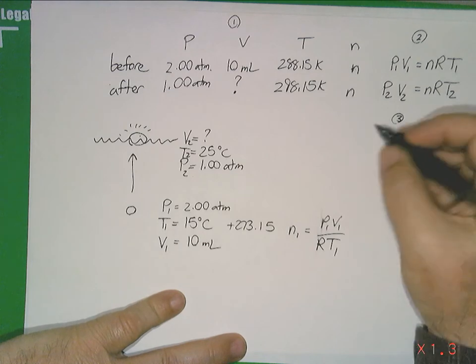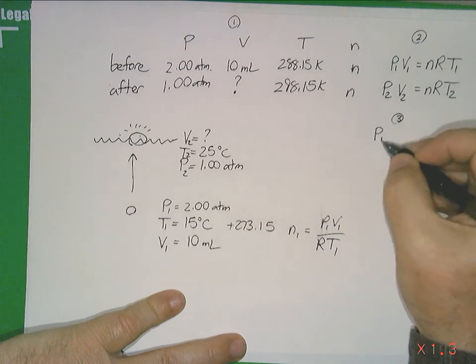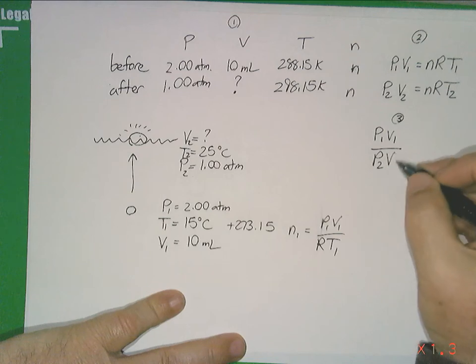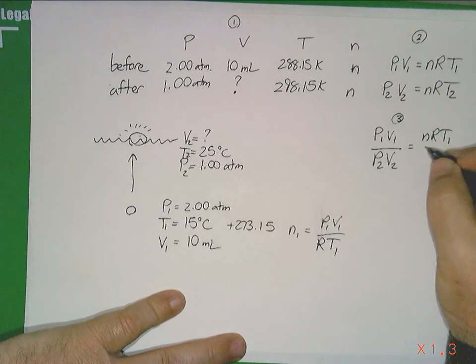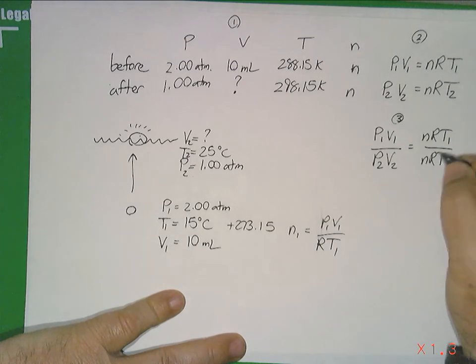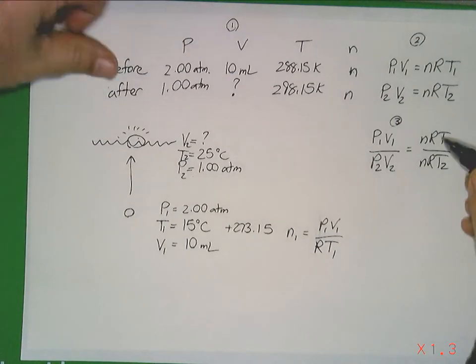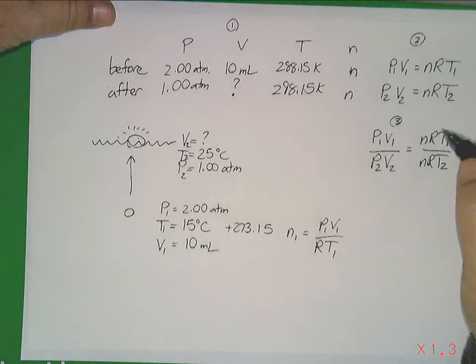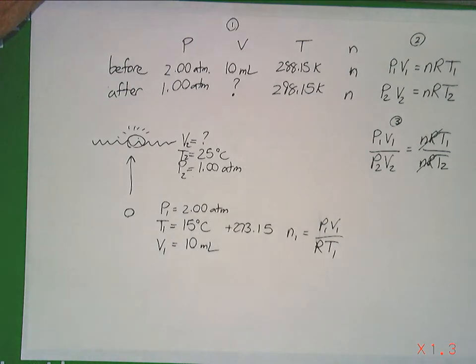How? It's pretty easy. All we have to do is divide this equation by this equation. P1 times V1 divided by P2 times V2 equals nRT1 over nRT2. So I divide the top equation by the bottom equation. Now look what happens. That's going to simplify a little bit. n and R and n and R are the same in the numerator and the denominator, so they're going to cancel out. So this equation with that canceled out is my master equation for solving this problem.